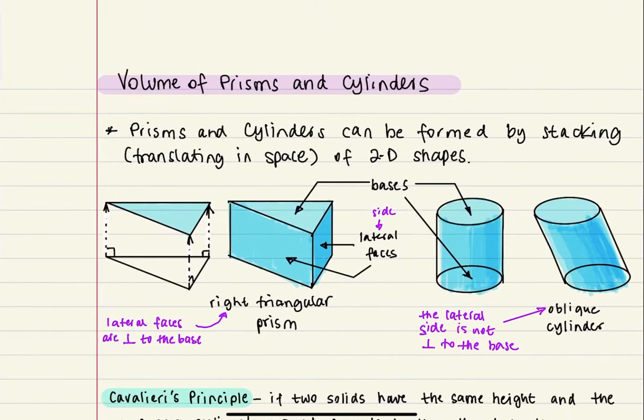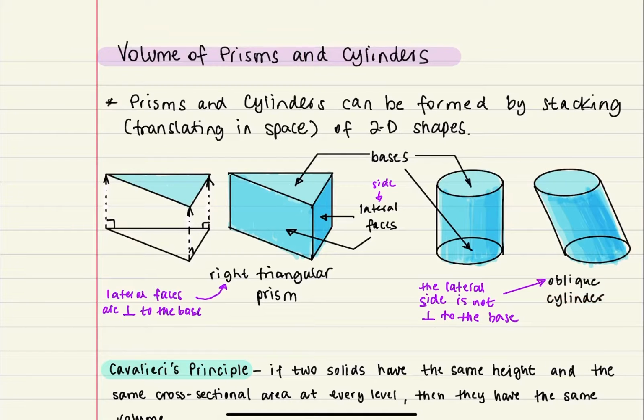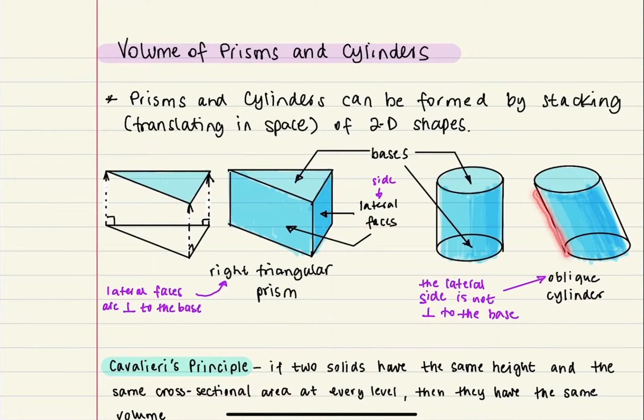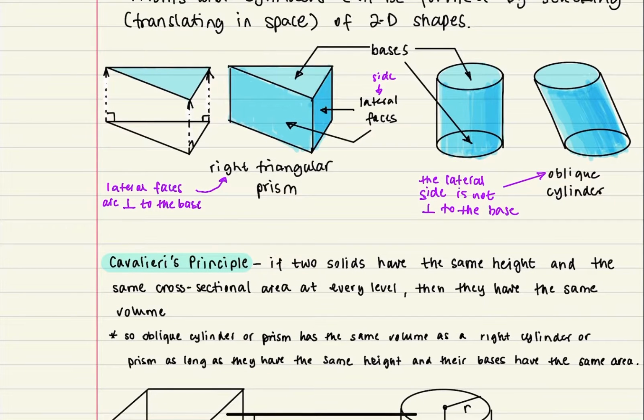If they are not perpendicular to the base, like for example in this cylinder right here, you can see that the lateral side is not perpendicular. This angle is not a right angle. So if the prism or a cylinder is slanted, it's called oblique. Now, the important thing about volume of cylinders and prisms is that the volume does not depend on whether it's right or oblique. The volume is calculated by finding the area of the base and multiplying it by the height.